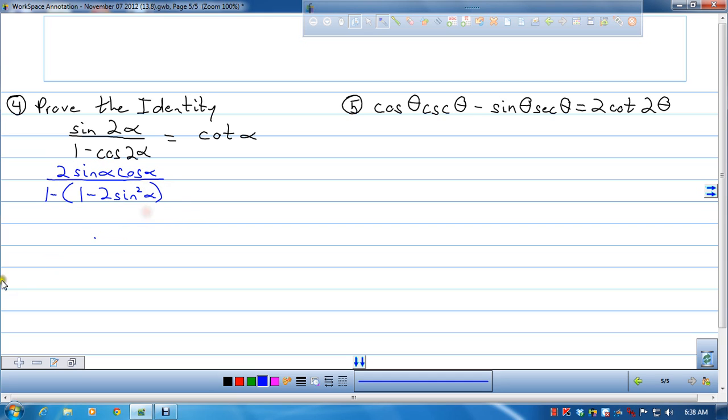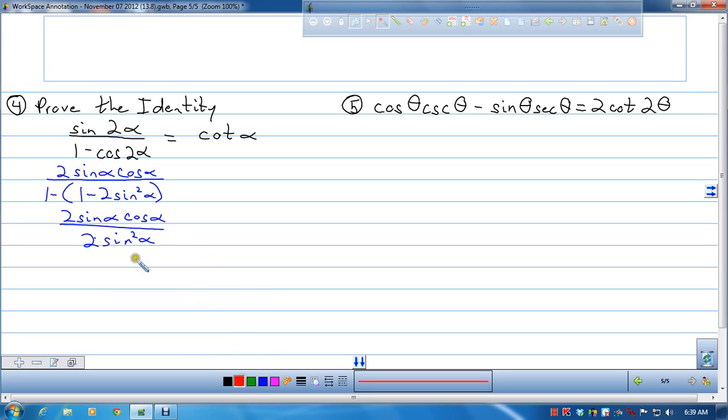Okay, so now I'm going to simplify. I'm going to have 2 sine alpha cosine alpha over 1 minus 1, which is going to go away, right? So I'm going to subtract 1, it's going to go away. I'm going to subtract a negative 2 sine. It's going to give me a positive 2 sine squared alpha.